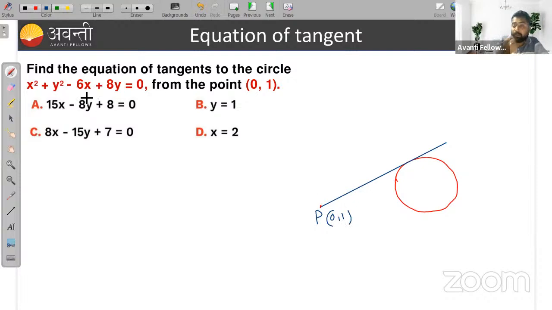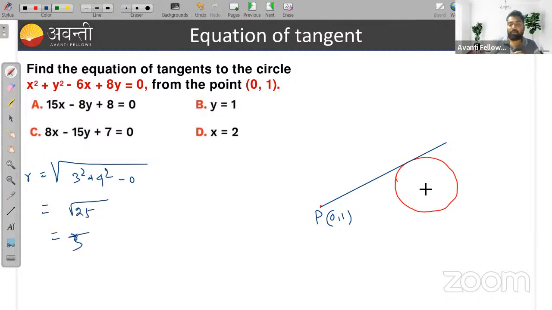Then what is the radius of the given circle? That is under root of g square plus f square minus c. Yes or no? So what is g here? 3, right? 3, 4. That is 3 square plus 4 square minus 0, we don't have any c here. So 3 square is 9 plus 4 square is 16, 16 plus 9 is 25. Under root of 25, the radius becomes 5. So here I'm getting the radius as 5.